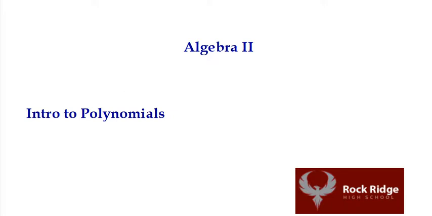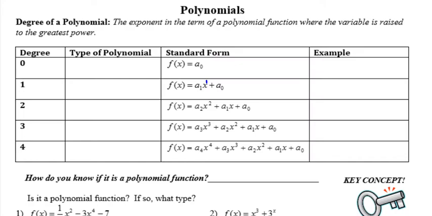So let's launch into the notes for today. The first thing we want to talk about with polynomials is what it means to have a degree of a polynomial. So the degree of a polynomial is the highest exponent of all the terms in the polynomial. So if you have a degree of 0, that means the highest power of the variable, of all of the variables, is 0. This type of polynomial of a degree of 0 is called a constant.